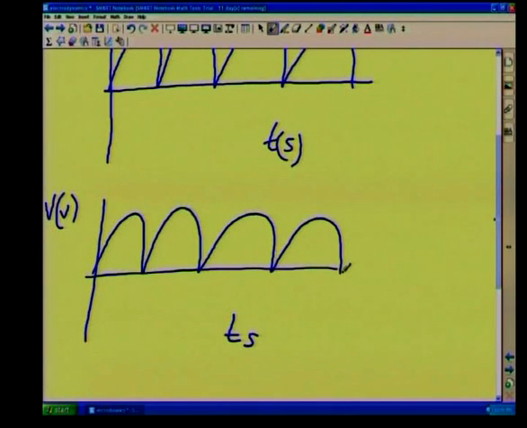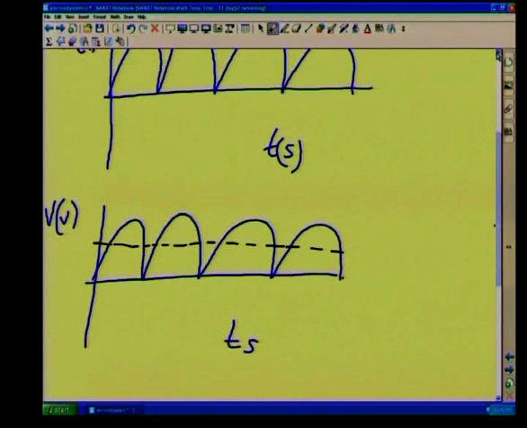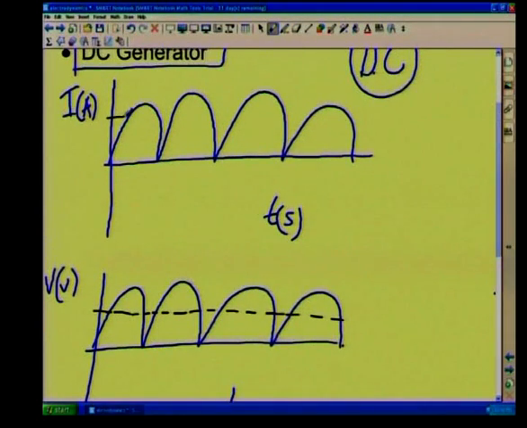And because we don't want current to be coming to our appliances in that way, we make use of things called rectifiers, and we rectify it in such a way that we have a steady, linear current or potential difference coming into our devices. So we rectify this type of current.